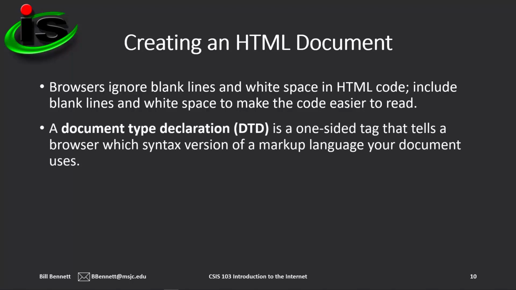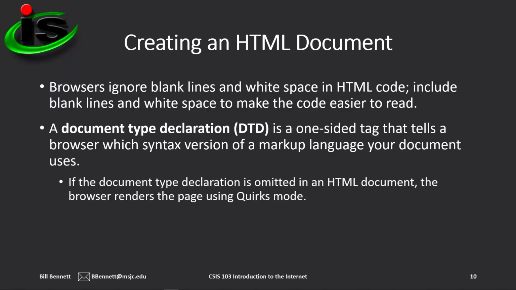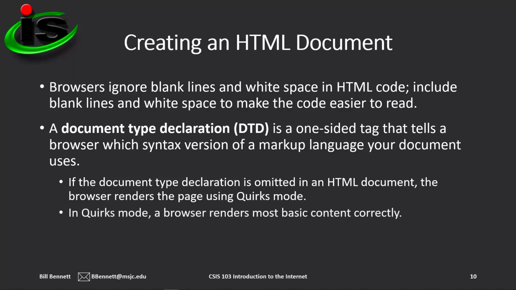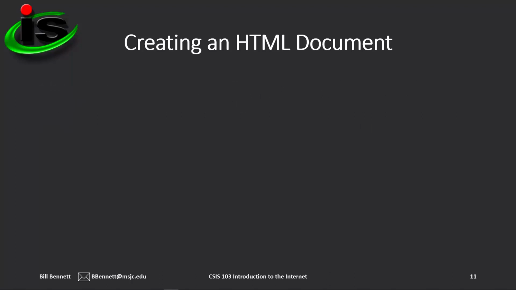The DTD, or Document Type Declaration, is a one-sided tag that tells the browser which syntax version of the markup language your document uses. If the document type declaration is omitted in the HTML document, the browser renders the page using what's known as Quirks mode. In Quirks mode, a browser renders most basic content correctly, but it's not guaranteed.